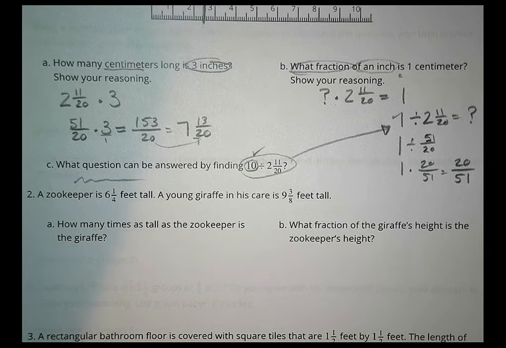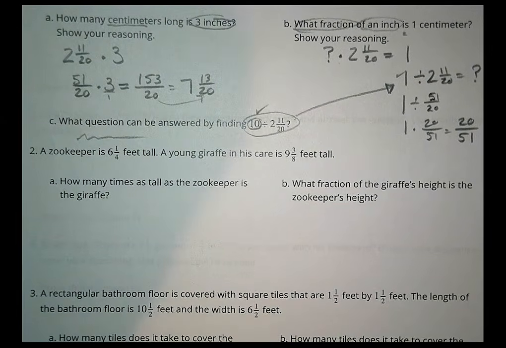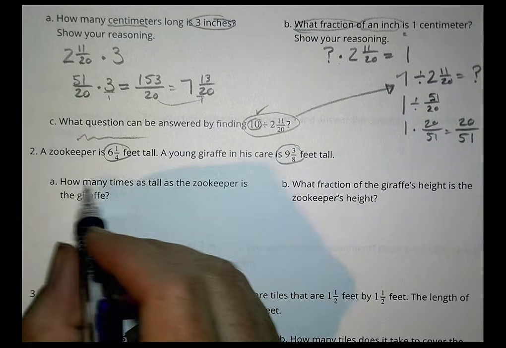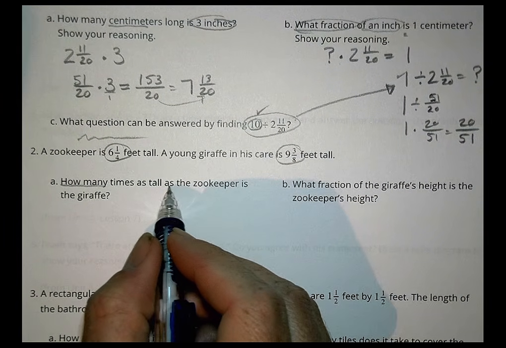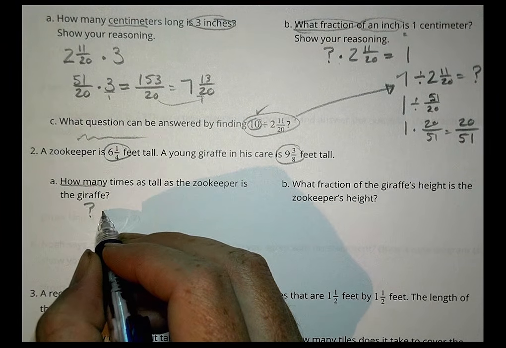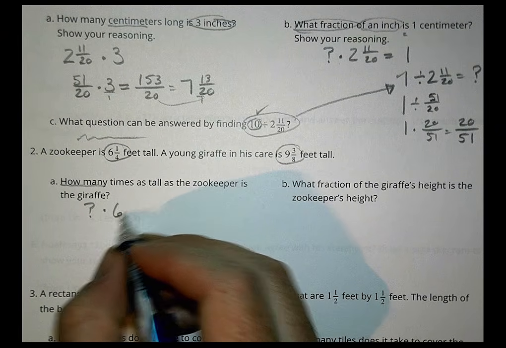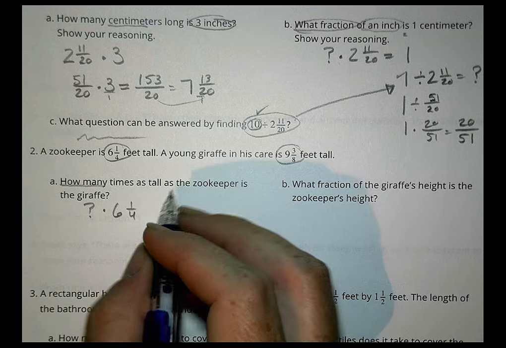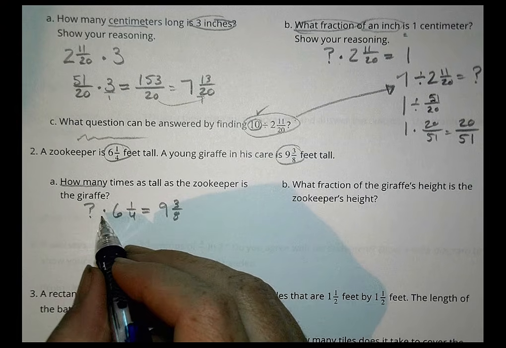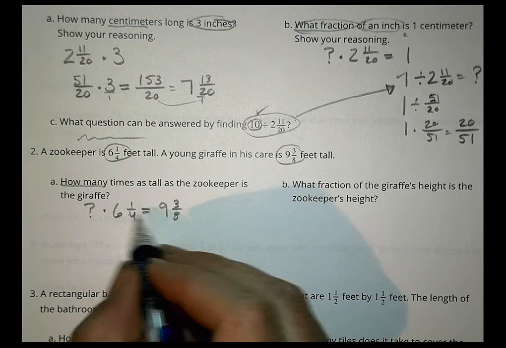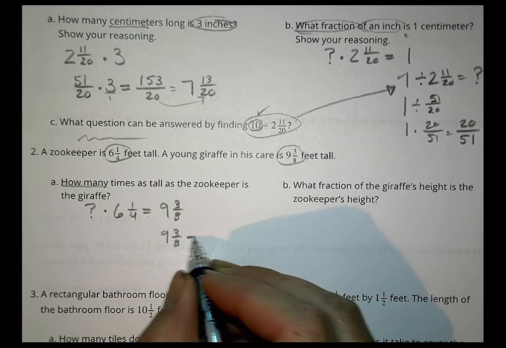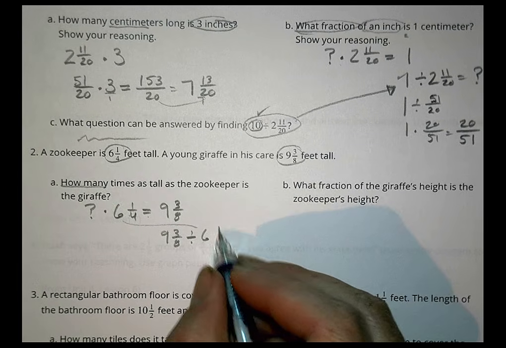Number 2. Here we go. Comparisons. A zookeeper is 6 1/4 feet tall. A young giraffe in his care is 9 3/8 feet tall. How many times as tall as a zookeeper is the giraffe? How many times as tall as the zookeeper is the giraffe? Or as a division problem, we would do 9 3/8 divided by 6 1/4.